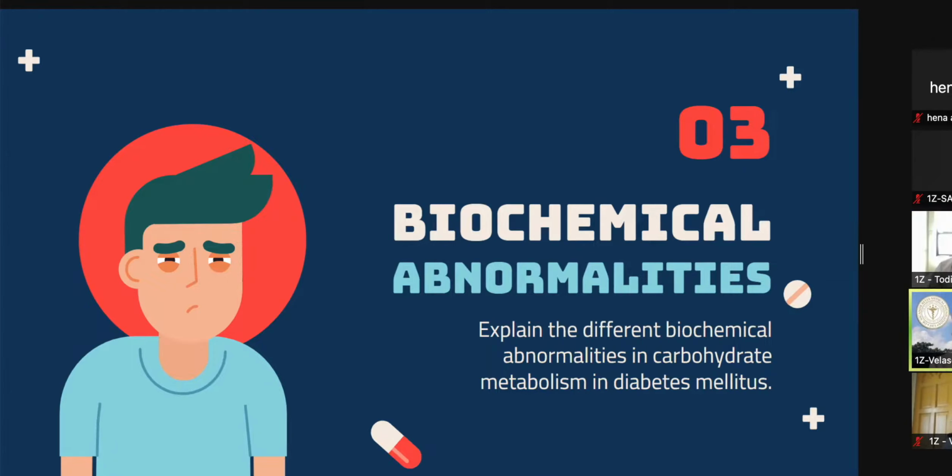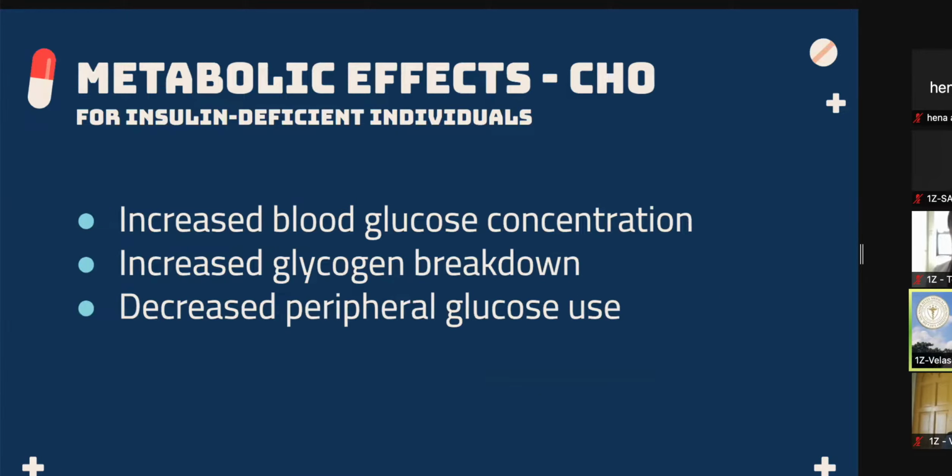So I'm going to be explaining the biochemical abnormalities in carbohydrate metabolism in diabetes mellitus. Okay, so these next few slides, I'm going to be talking about the general overview of the metabolic effects for insulin deficient individuals. So this is just an overview, and I'll go into more detail.